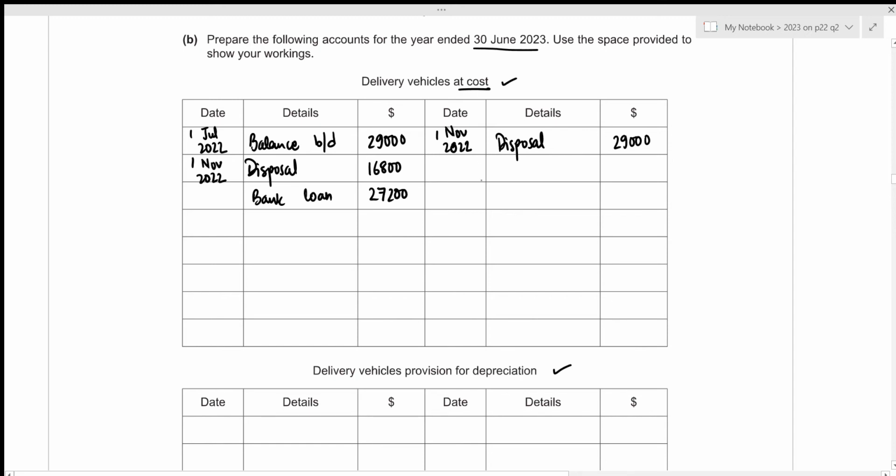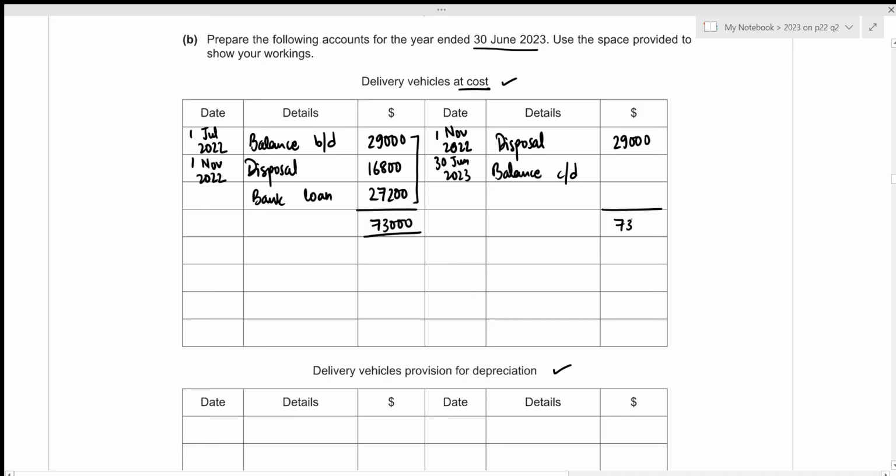That is all. We can now figure out the closing balance. That will be at the date of 30 June 2023. We first need to figure out the total from the debit side. So that's 29,000 plus 16,800 plus 27,200, which results in 73,000.